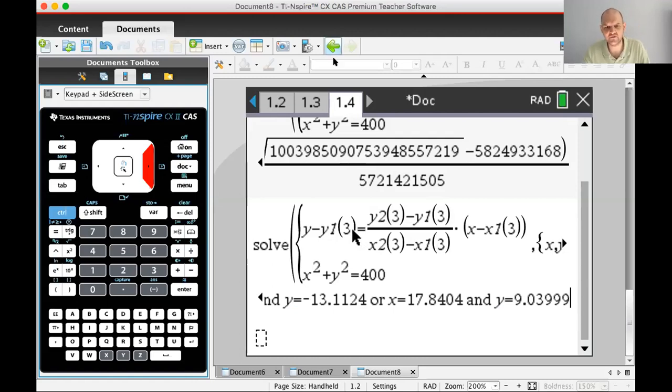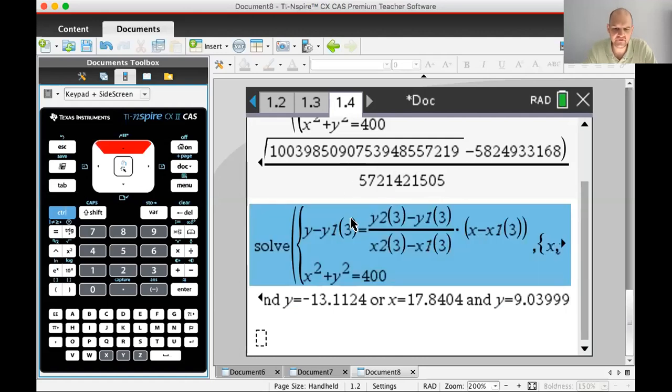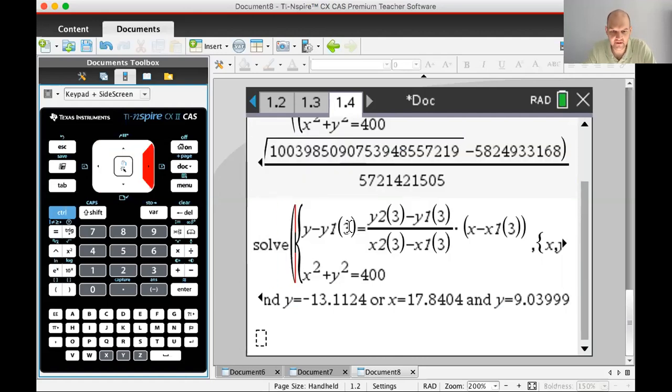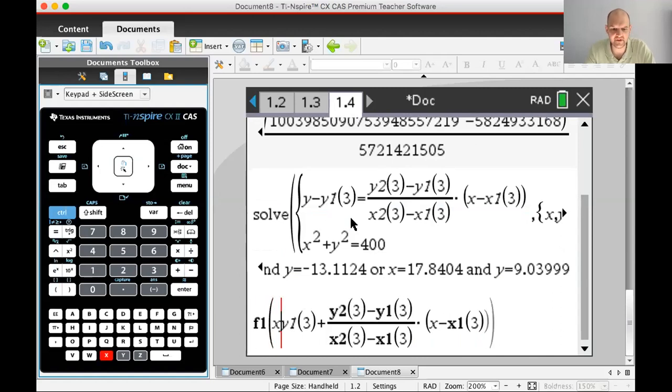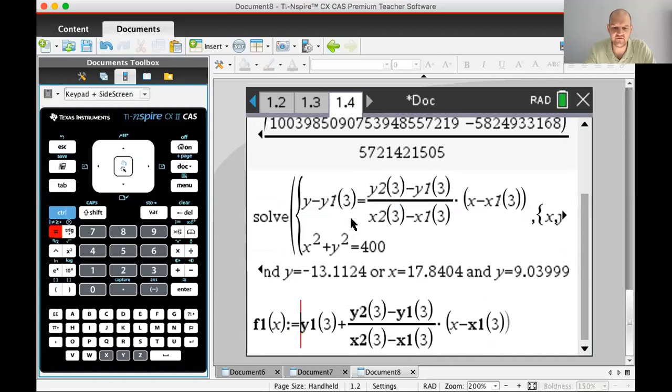I'm going to go back to the notes. Well, should I just go back to the notes? You know what I was thinking of doing? I'm going to copy this and store this as a function. I have to move this over and store this as f1 of x. Okay, there's something in f1, so I'm going to make it f2. So this is the line.